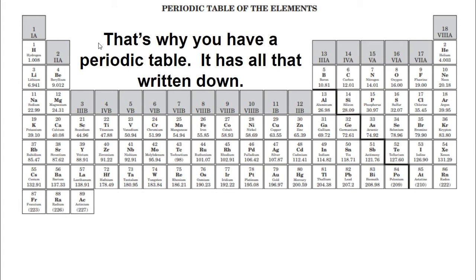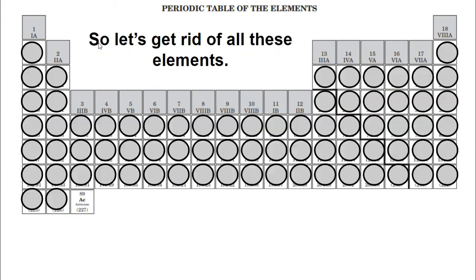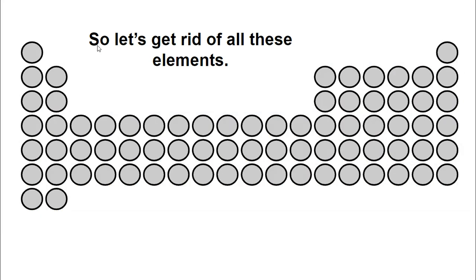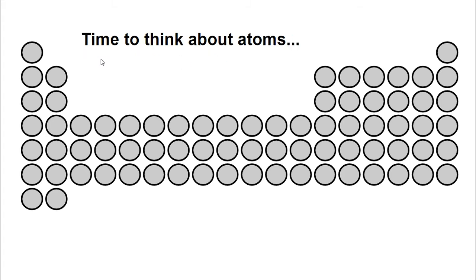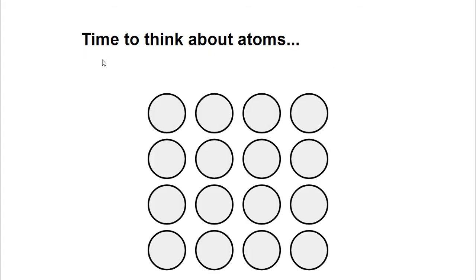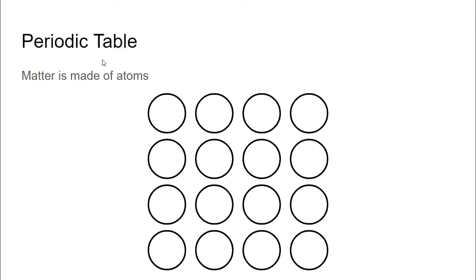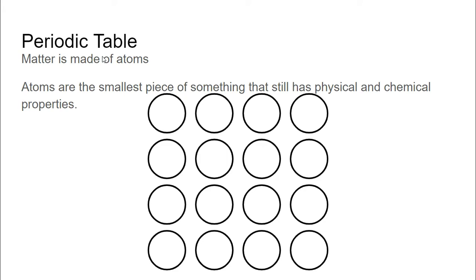So let's not worry about these elements. Let's get rid of them. Here's how we're going to get rid of them. So here's our periodic table. This is what we actually need to know about. So that means that we're thinking about atoms. When we're thinking about atoms, we're going to be thinking about the basic unit of matter. The smallest piece of matter is an atom. An atom is going to be the smallest piece of something that's going to have specific physical and chemical properties.